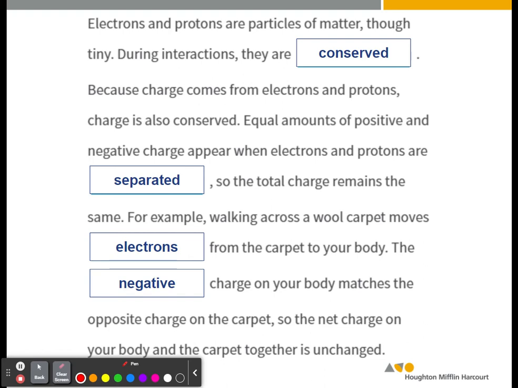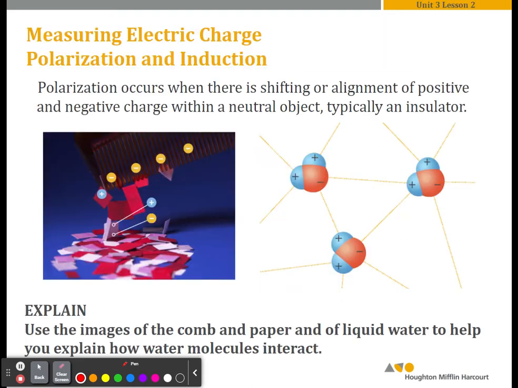So your body's negative, the carpet's positive, because your body now has more electrons than protons, and the carpet now has more protons than electrons. So if you look at your body and the carpet together as a system, the total net charge is unchanged. The particles of matter that make up atoms are conserved along with the charge on them. When charged particles are separated, such as when a negatively charged electron is removed from an atom, equal amounts of positive and negative charge appear, but the total amount of charge remains constant.